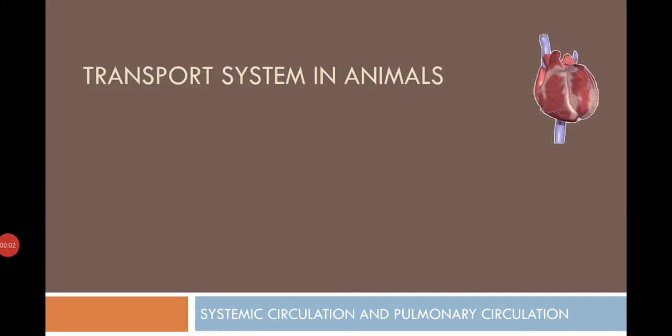In this video lesson, we are going to discuss the transport system in animals, and we are going to discuss systemic circulation and pulmonary circulation. We are going to discuss firstly the circulation in fishes and then in humans.